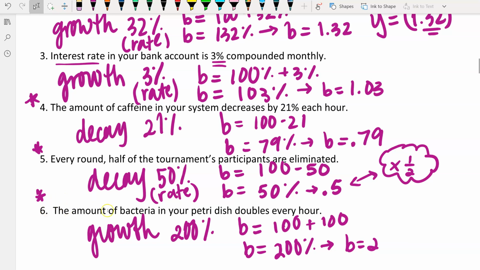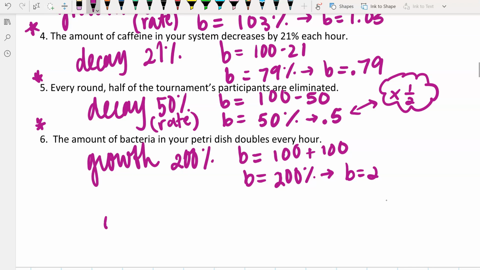Okay, so that's where that 50 comes from. So then 6, the amount of bacteria in your Petri dish doubles every hour, which is growth because it's getting bigger. So the amount of bacteria is growing, and it's doubling every hour. So if you start at 100% for your first hour, your second hour, if it's doubling, you should now have 200. Then if it's doubling again, you should have 400. And then another hour goes by and you have 800 and so on.